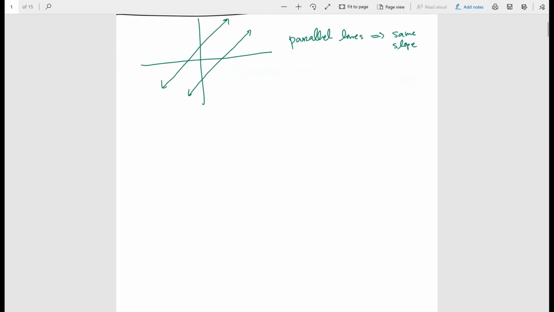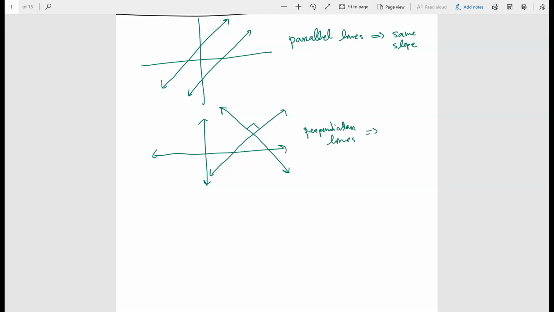So you also have perpendicular lines. If you have a line that goes like this, a perpendicular line would be going the opposite direction. Basically what they're doing is forming a 90-degree angle. So perpendicular lines have negative reciprocal slope. Not only is it going the opposite direction, see how this is increasing, the other one's decreasing, but now the rise and the run are just switched.